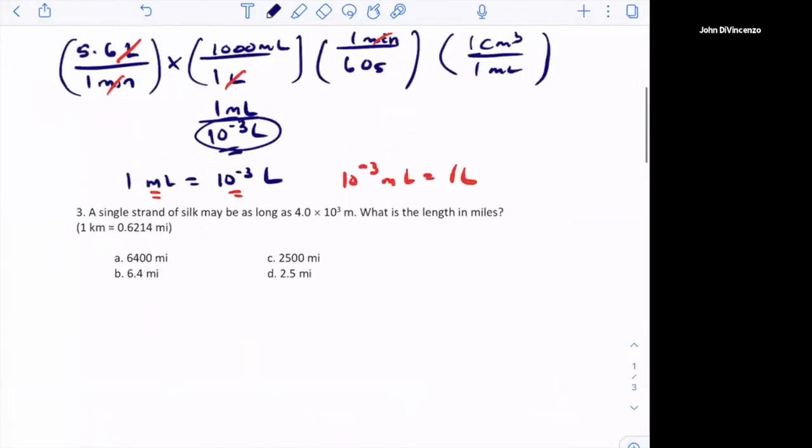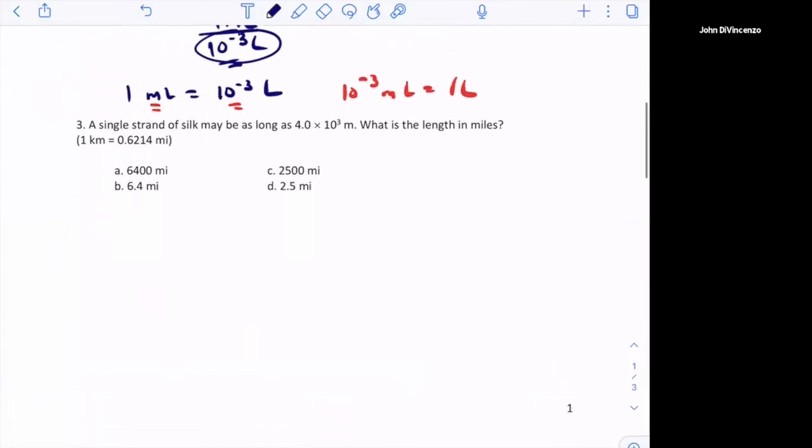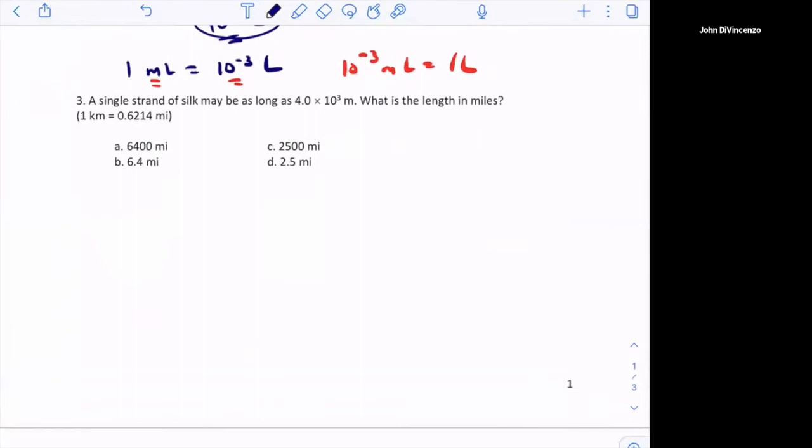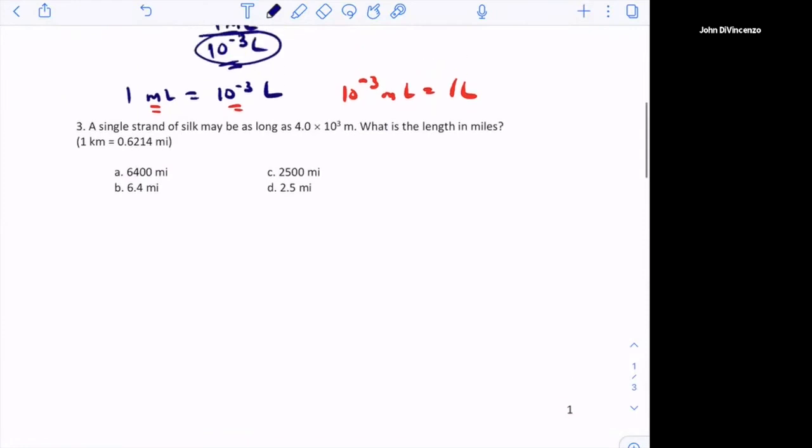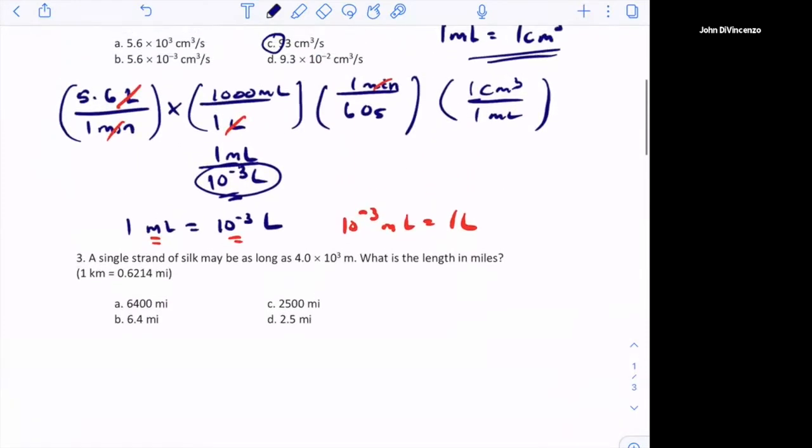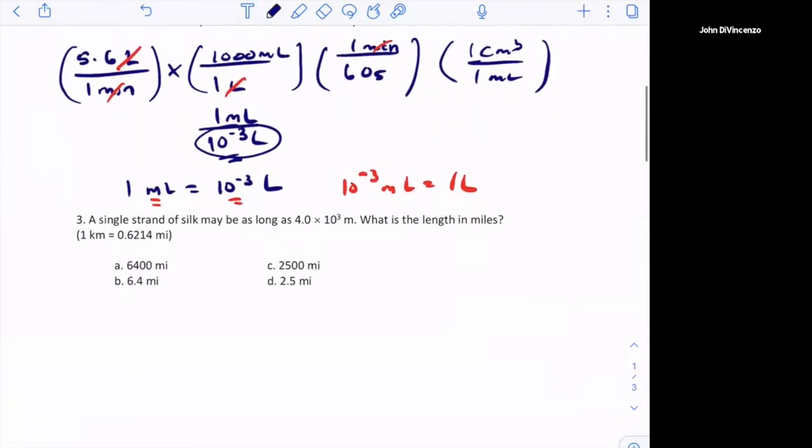All right, so the next one. A single strand of silk may be as long as 4 times 10 to the 3rd meters. What is the length in miles? So there you see it where I've given you the conversion factor. I'm not expecting you to know that.